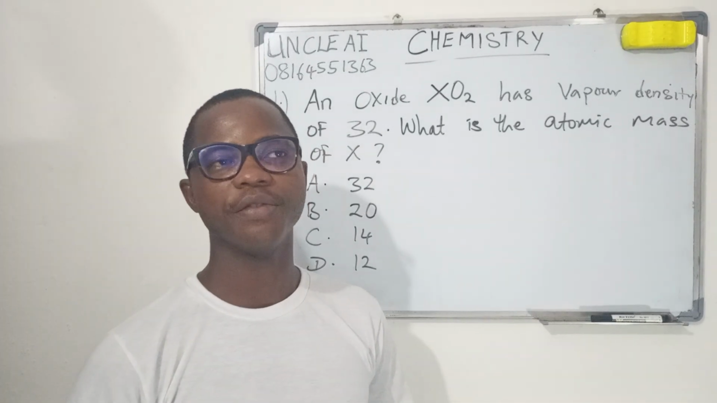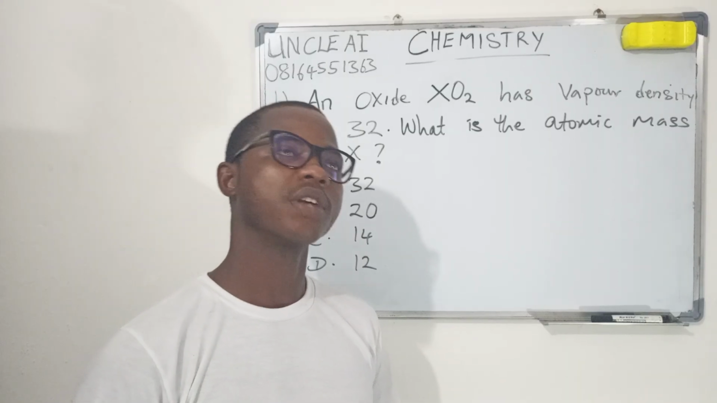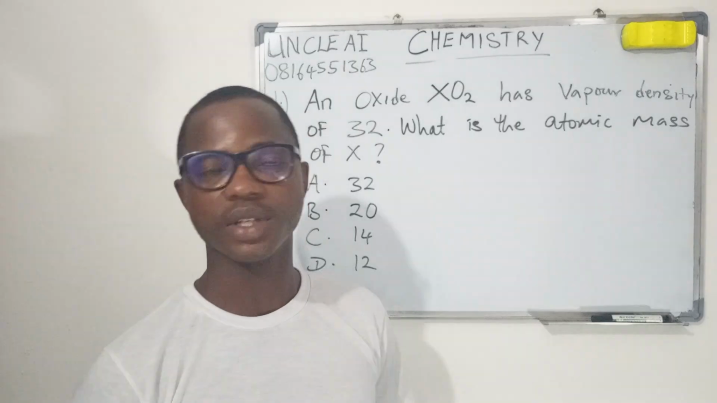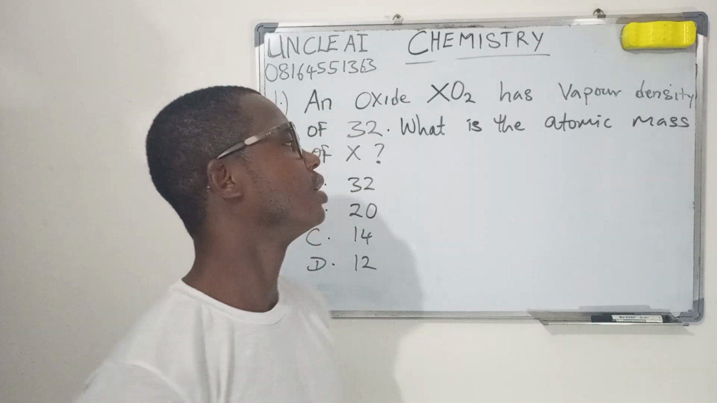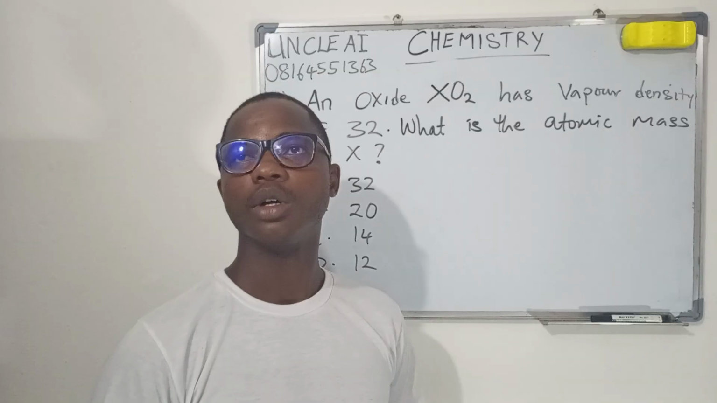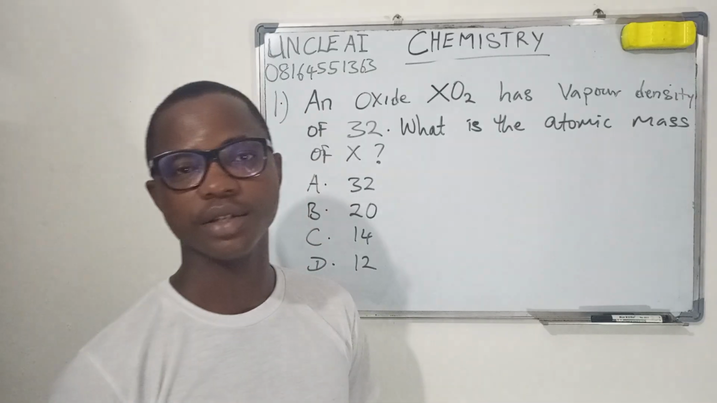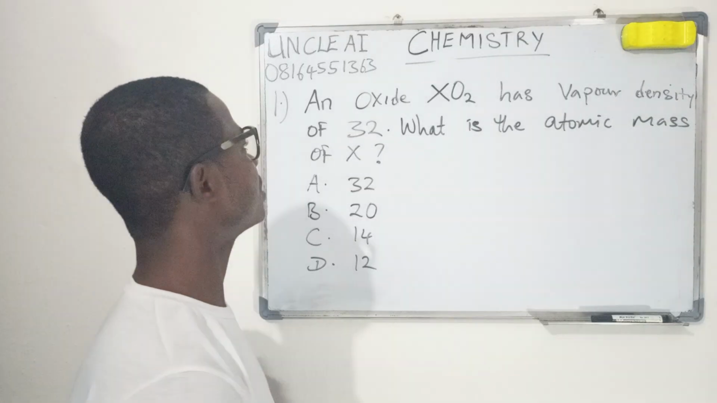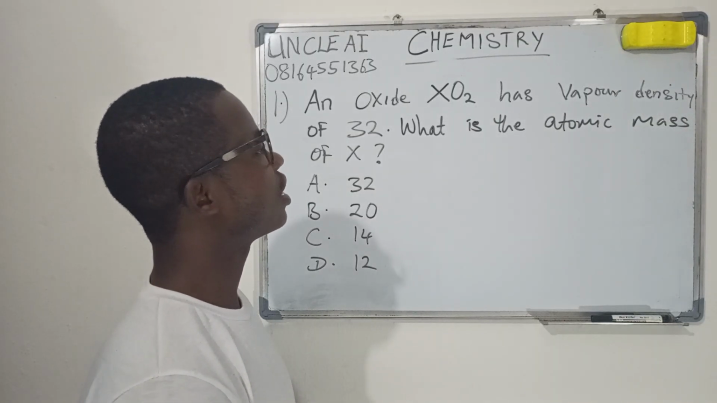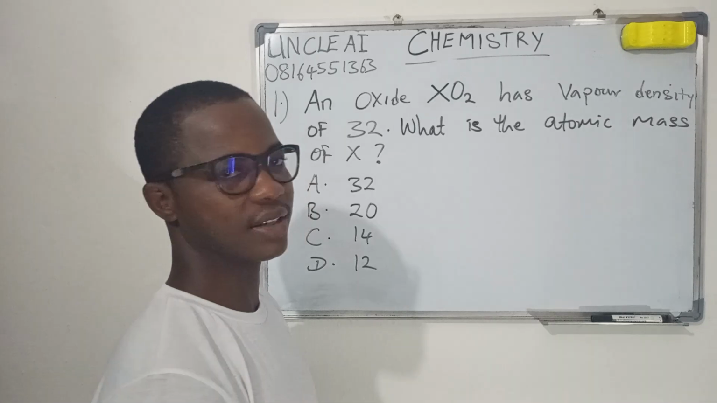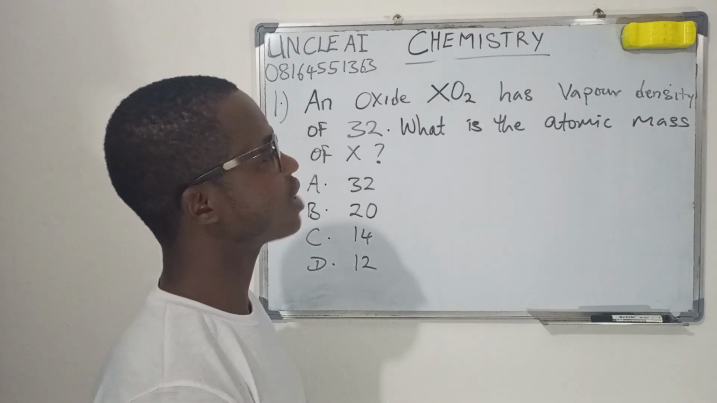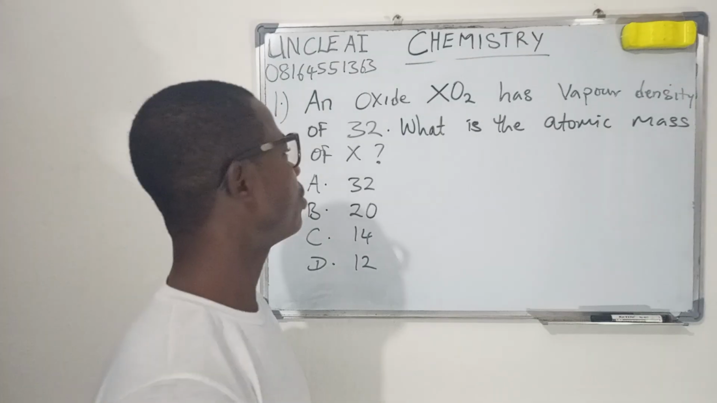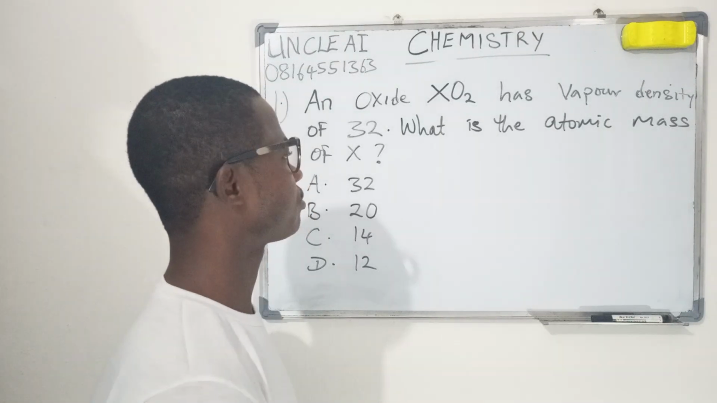Today's video will be beneficial to secondary school students, especially those in SS2 and 3, and also 100 level university students. So today we have a question here, and the question says an oxide of X element has a vapor density of 32. Then what is the atomic mass of element X?